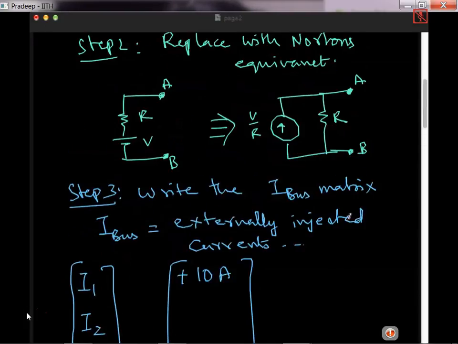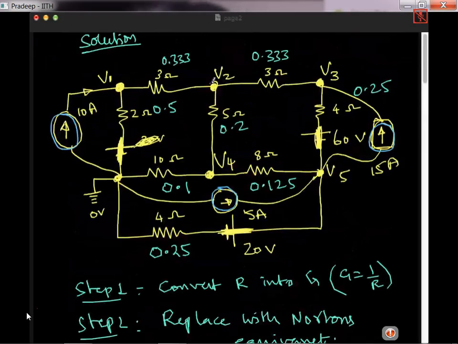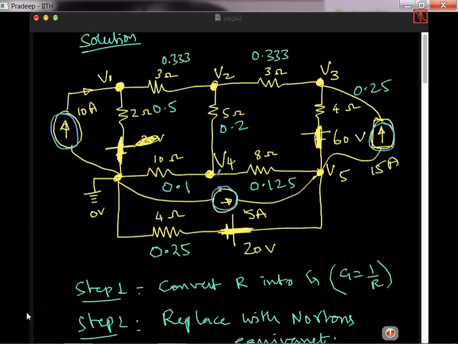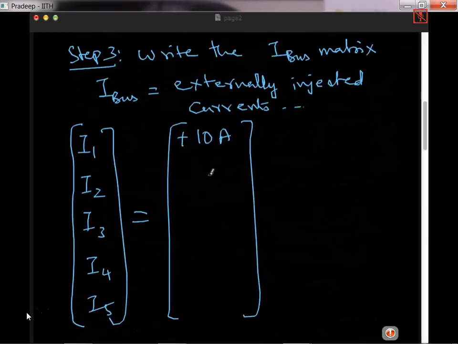Next, go to node 2. Externally, there is no current source, only the internal currents are there. So what are the internal currents? Current going through 3 ohm resistance, current going to 5 ohms, and current going to 3 ohms. So internal currents we don't worry, external currents we worry. So I2 is 0. Similarly, I4 is also 0 because at node 4 an external source is not there. So I2 is 0, I4 is also 0.